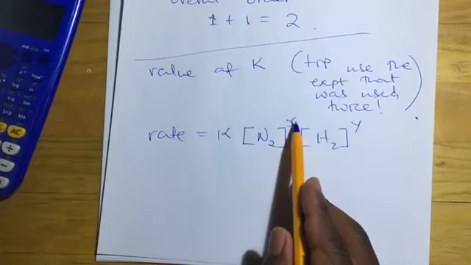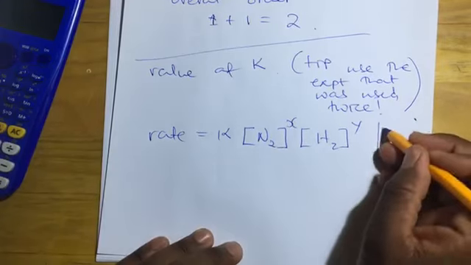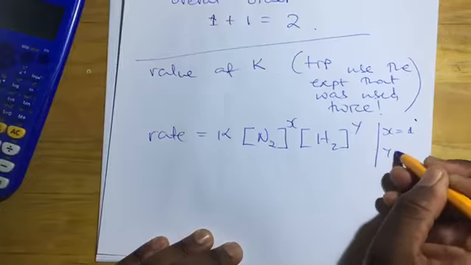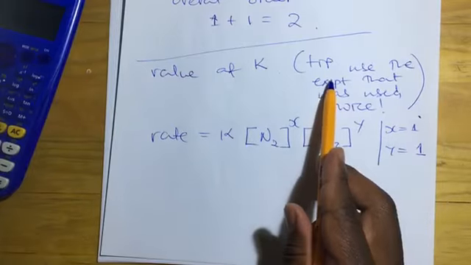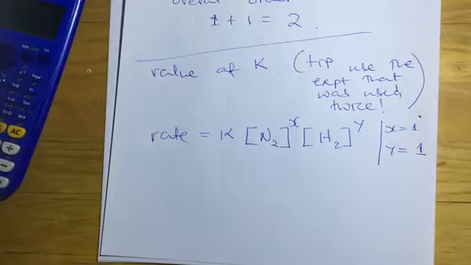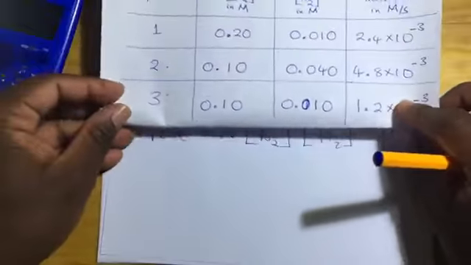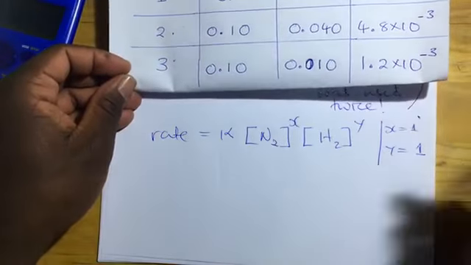Now, we know our x is 1 and we know our y is 1. And we're going to use the experiment that was used twice, which was experiment 3. So I'm going to substitute everything for experiment 3.